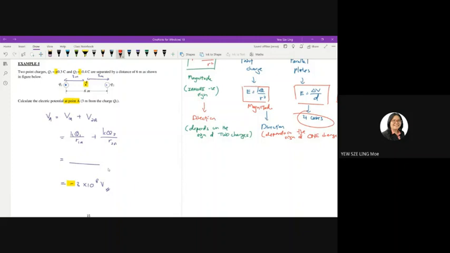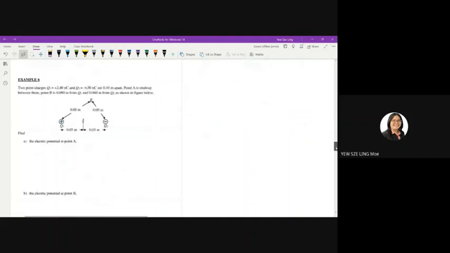All right. So question 5 asks you to calculate total potential at one point. You have a system of 2 charges, so you calculate the potentials from both of them. Now, how about example 6?